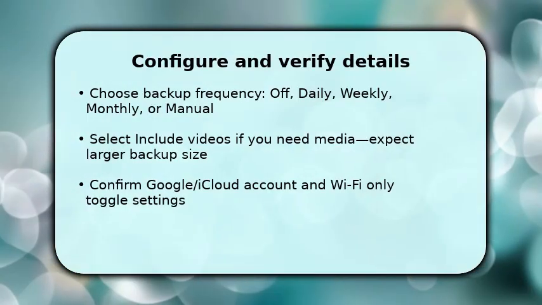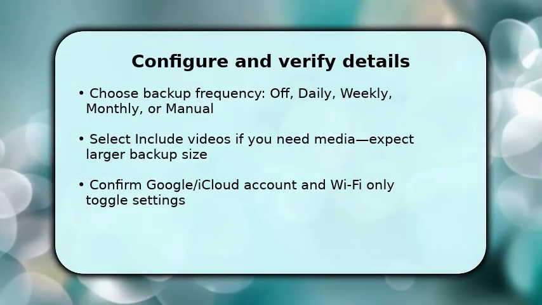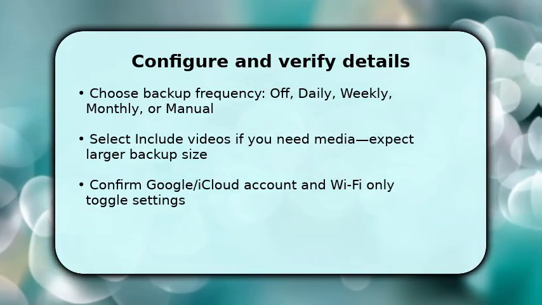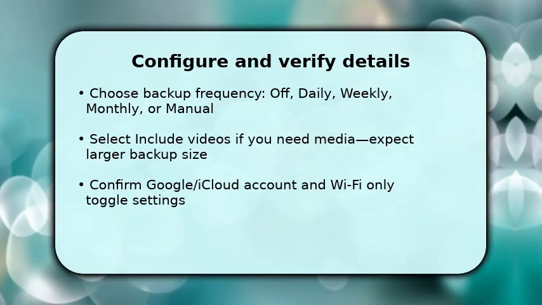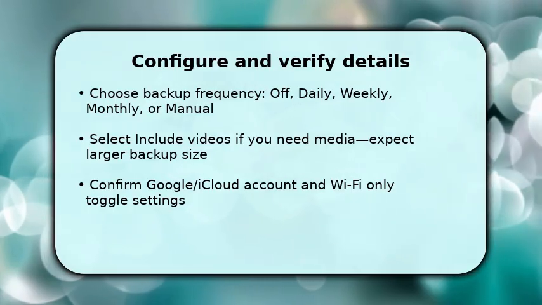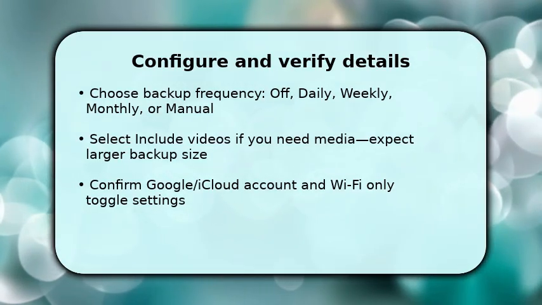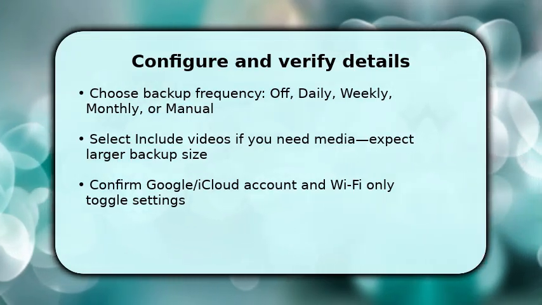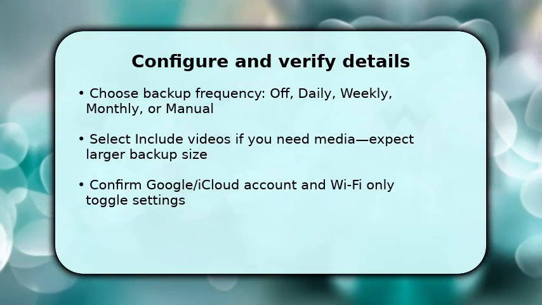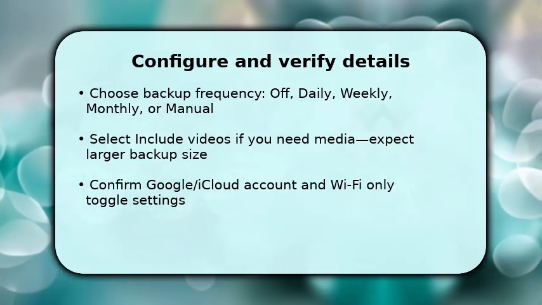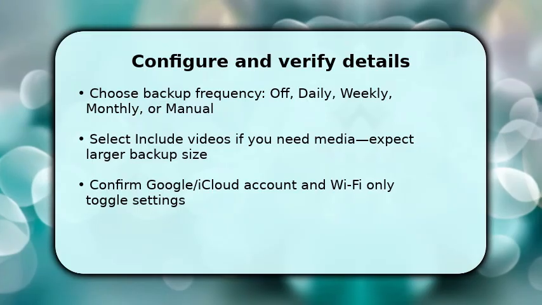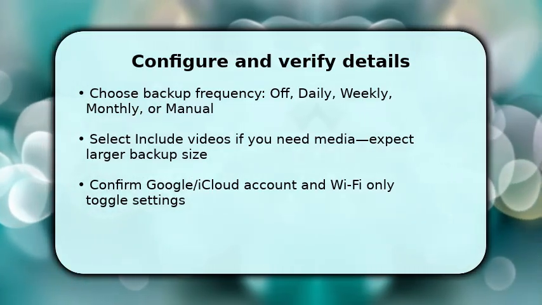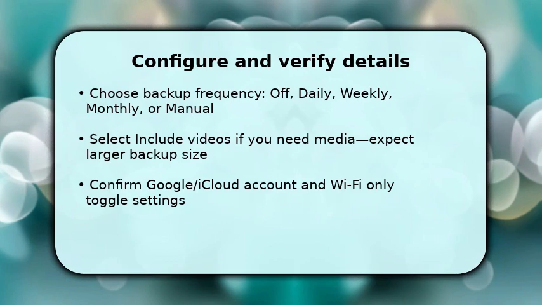Now, configure how backups run so they match your needs. Pick a frequency. Daily is common for continuous protection. Toggle include videos only if you want media preserved. Be aware this increases size and upload time. Verify the cloud account shown is the one you intend to use, and enable Wi-Fi only to avoid mobile data charges. Once configured, tap Backup and watch the progress. If it stalls, pause and retry after checking connection and available cloud quota.